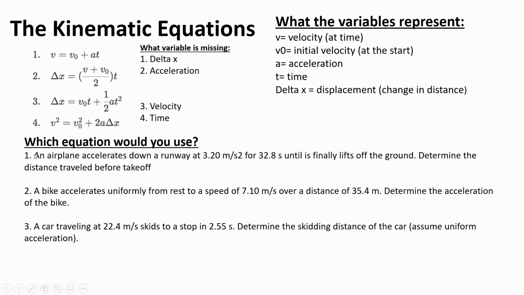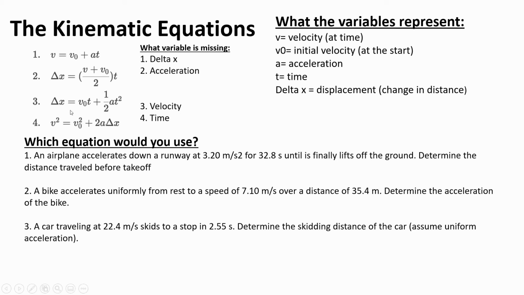First question, an airplane accelerates down a runway at 3.2 meters per second squared for 32.8 seconds until it finally lifts off the ground. Determine the distance traveled before takeoff. All right, so what do we have here? We have acceleration. We have the time traveled before it lifts off the ground. So what equation would we use here? We can also assume from this word problem that the airplane started at a standstill, as if you were actually taking off in an airplane.